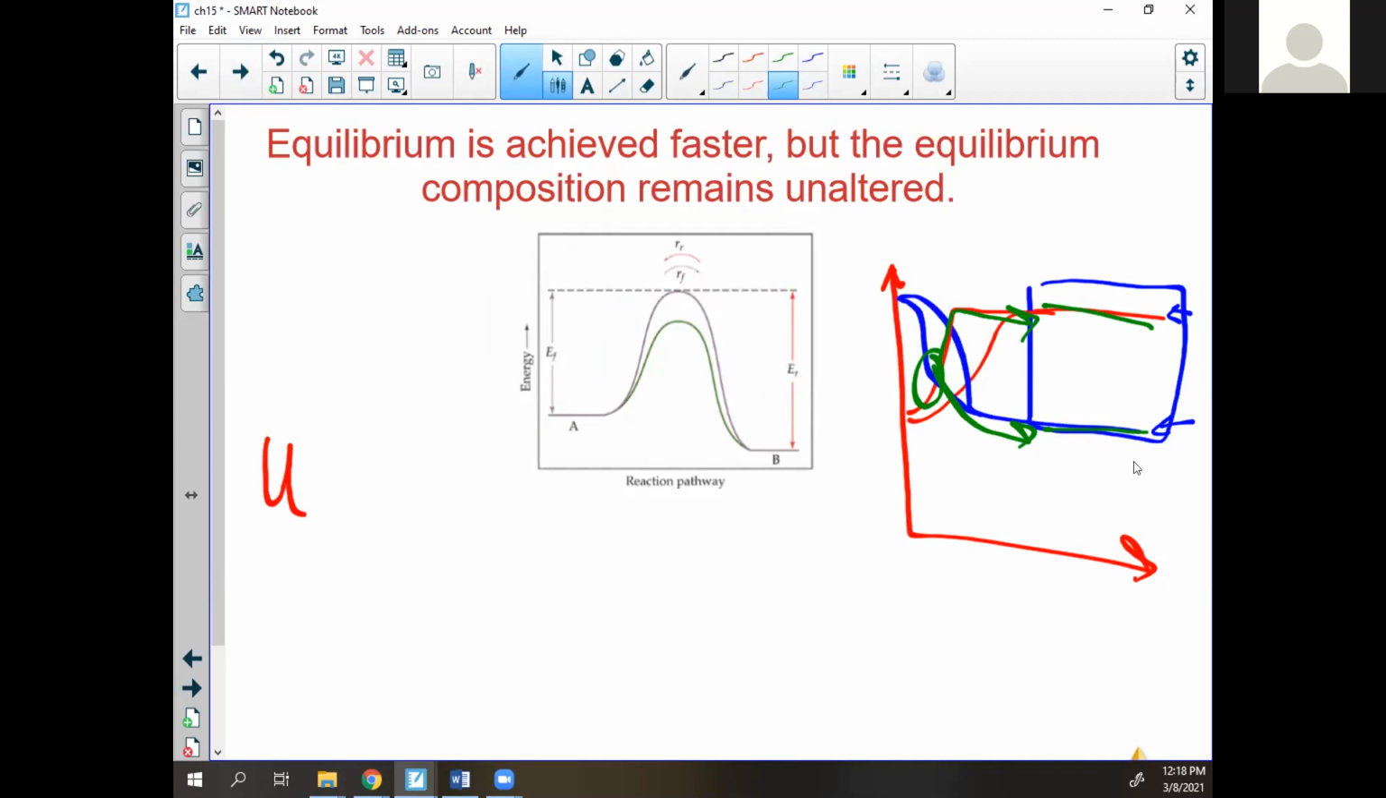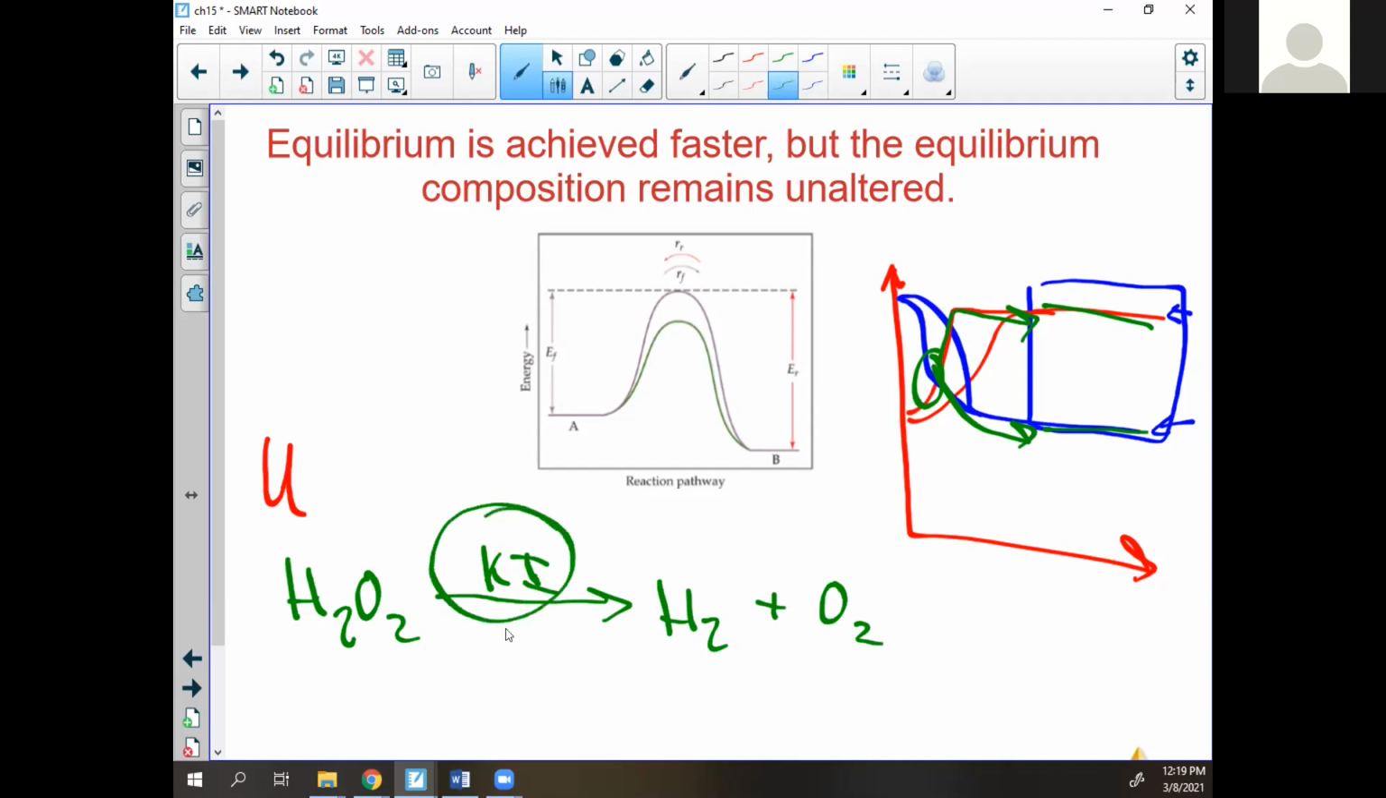So temperature and pressure are not catalysts. A catalyst is usually a chemical. Like the decomposition of H2O2 is catalyzed using potassium iodide. So this catalyst would be KI, because it's not a product or a reactant. And equilibrium is the products over the reactants.